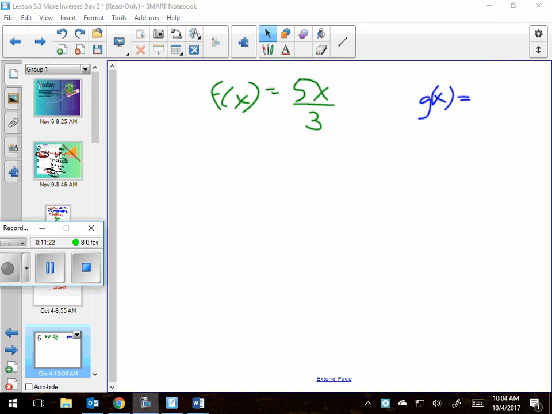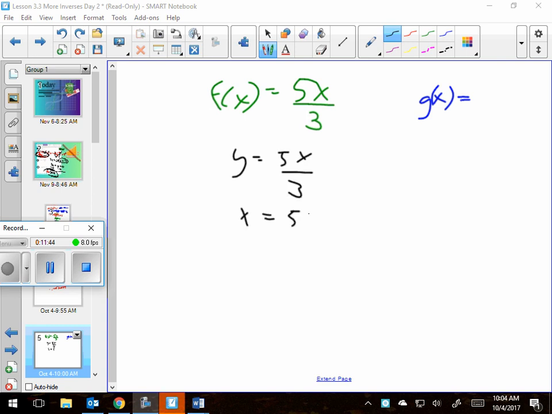Okay, so I'm going to get help from Dice of Destiny to see who's going to do this for me. Row 2, person 5. Man, it really wants to hit you, Count, but it didn't. Yes, that's you. You don't have to come up, just tell me. What did you get for the inverse? When you swapped, you said y equals 5x over 3, and then you switched the places. What did you do then? You solved it for y, and you got? All right, 3x over 5.